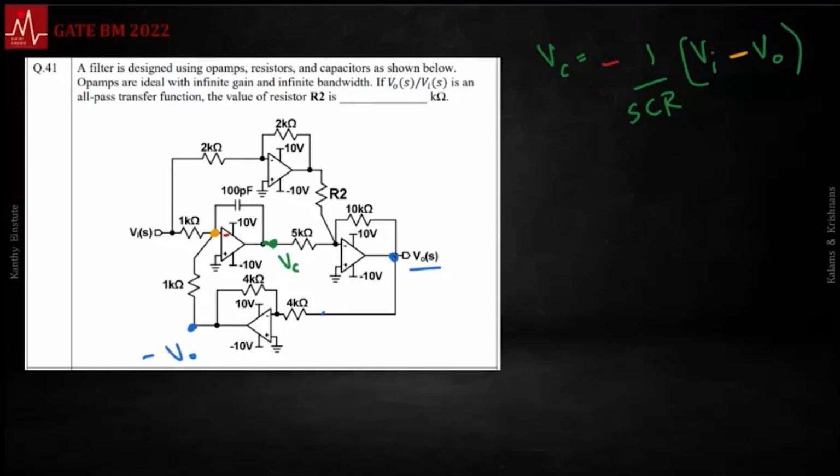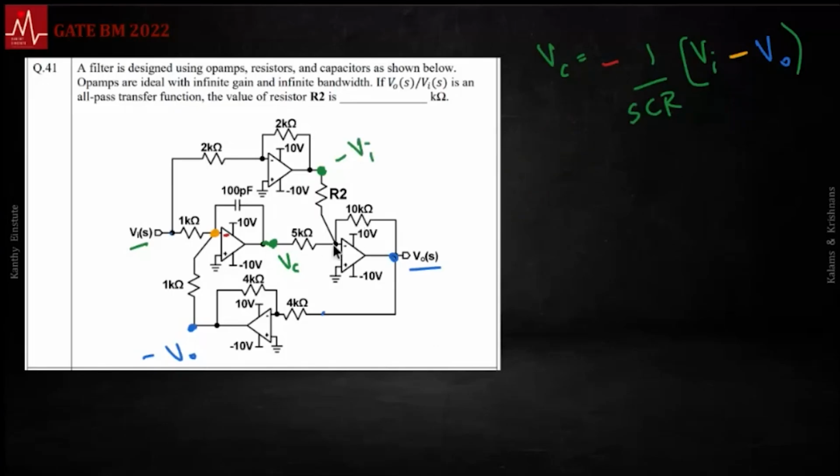Let's do the same thing again here. This is VI. In fact, let's make this V naught in blue. This is your VI. Then notice this is an input here, so what shows up here is fairly easy. This inverting amplifier, the gain is 2K by 2K, that is 1. So this is minus VI.